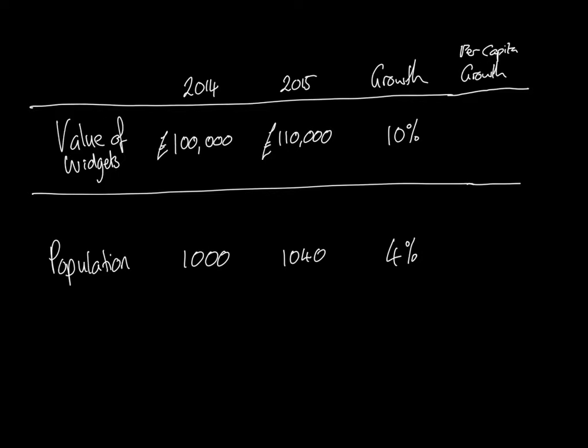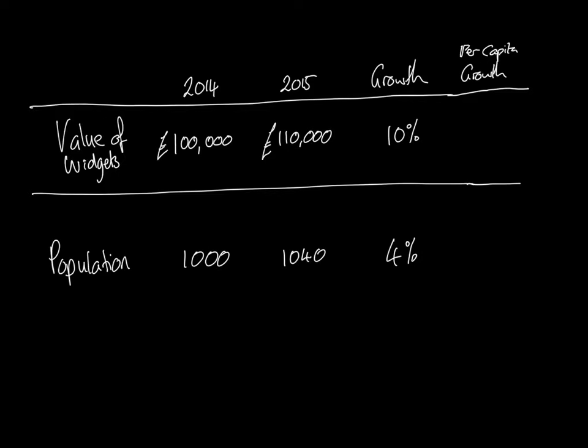Let's say, for instance, that in that same period, from 2014 to 2015, there was an increase in the population of our country. So in 2014, the population of our country was 1,000 people, and in 2015, it was 1,040. Now, that represents a growth in the population of 4%. So although we've got an increase in the total value of the widget, we've got more people in our economy, essentially, that we need to share that growth out between. So the growth, when we think about it on a per person basis, or to use the terminology per capita, is going to be less than 10%.